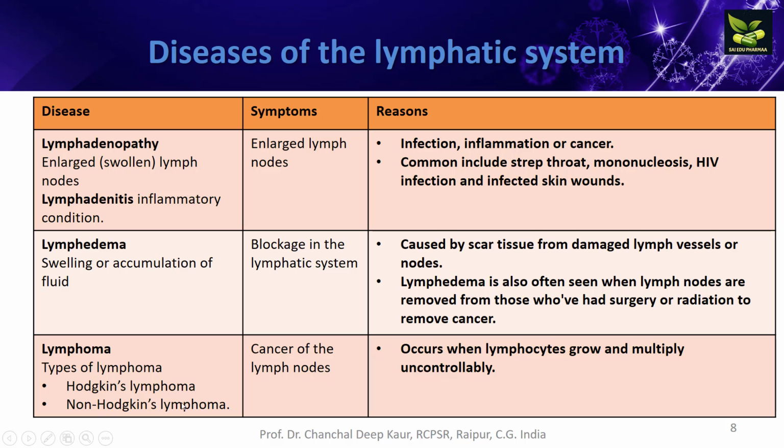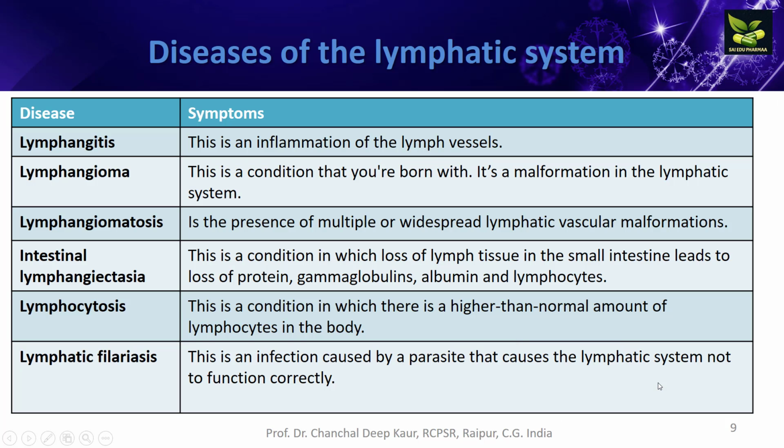It can be of two types, Hodgkin's and non-Hodgkin's lymphoma. It occurs when lymphocytes grow and multiply uncontrollably. Next is lymphangitis. This is inflammation of lymph vessels. Whenever there is the word itis, it shows inflammation. The next is lymphangioma. This is a condition that you are born with. It is a malformation in the lymphatic system.